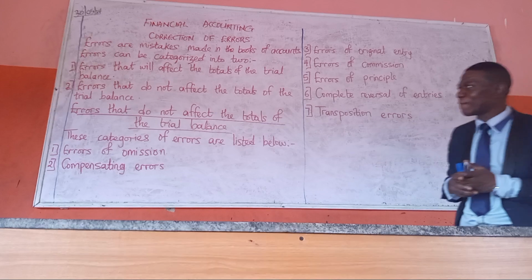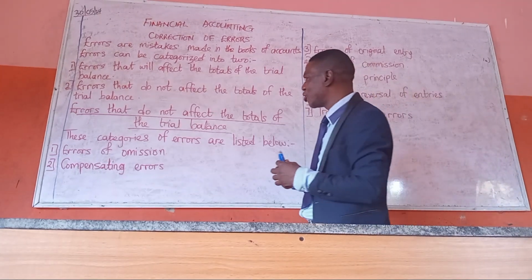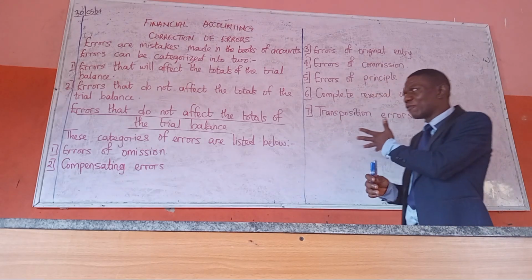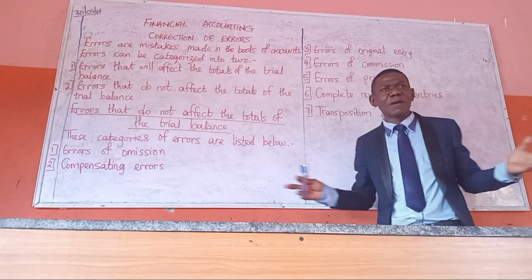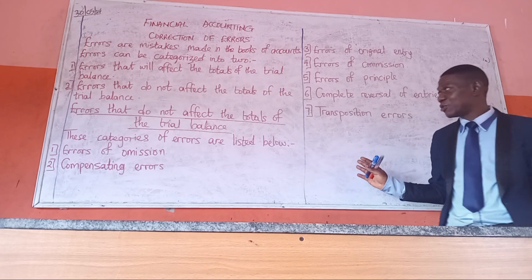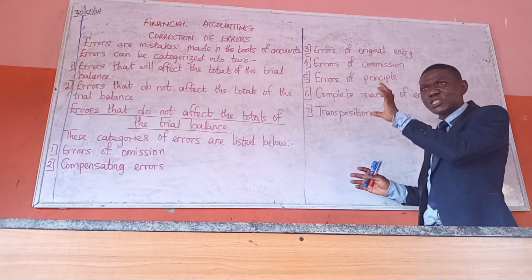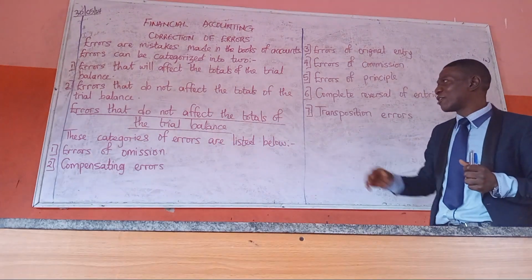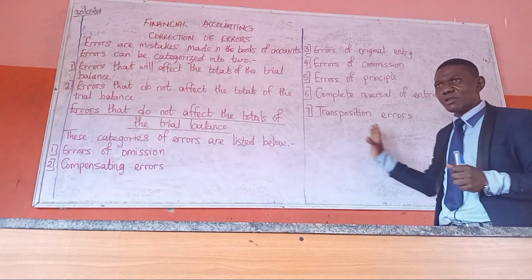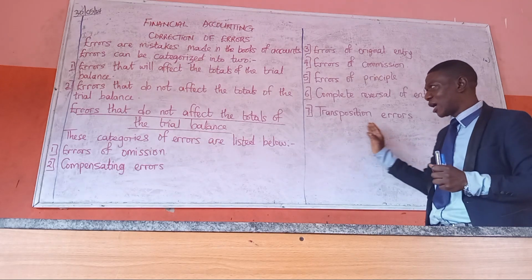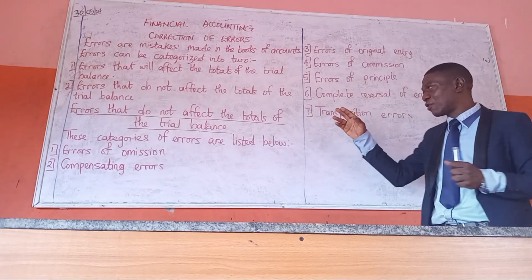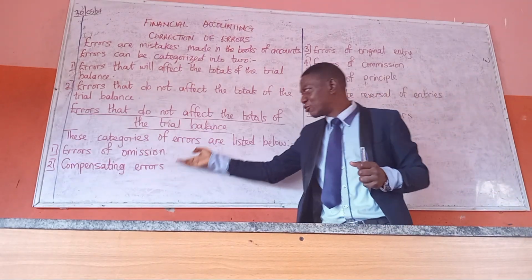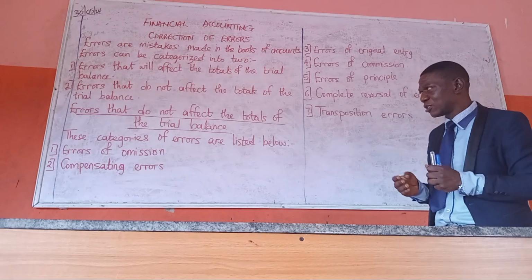So these are the errors that do not affect the trial balance. If any of these errors is committed, the trial balance will still balance. That is, the two totals at the bottom will be the same. So these are the errors we are going to treat, and I'm going to pick an illustration, and it will come in the next video that will follow this. The illustration will come, in which I will treat all these errors together.